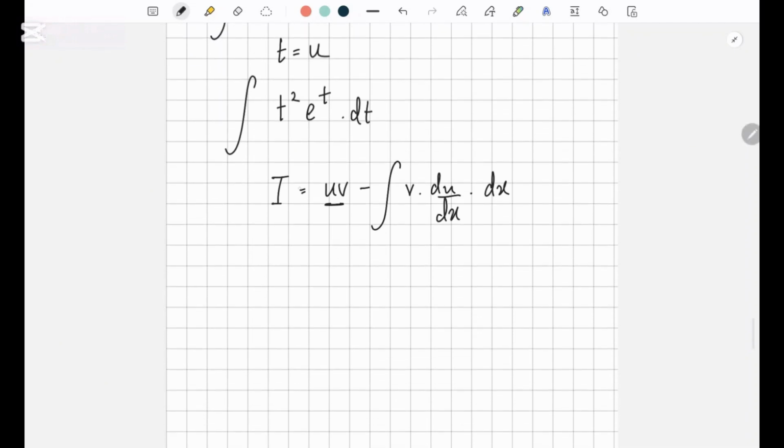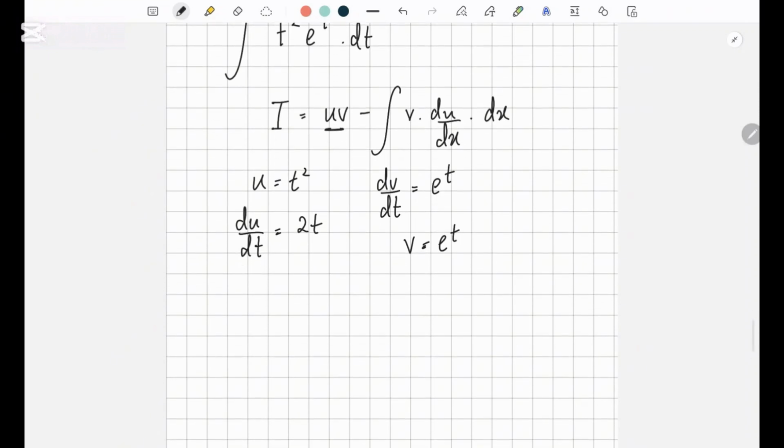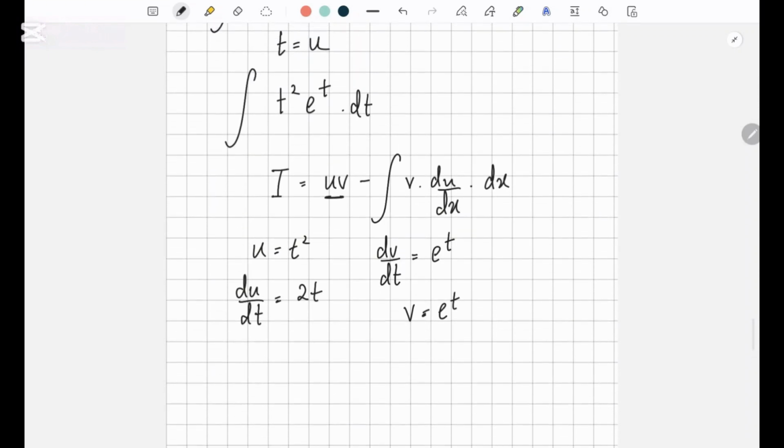Alright, so now looking at this, we need to take one term as u and the other term as dv over dx. So I'm going to take u as t squared. I'm going to take dv over dt as e to the power t, as we can easily integrate it, right? So du over dt equals 2t, v equals e to the power t, the same exact thing. So using your formula, now in this case, since our terms are in terms of t, this is going to be dt, alright?